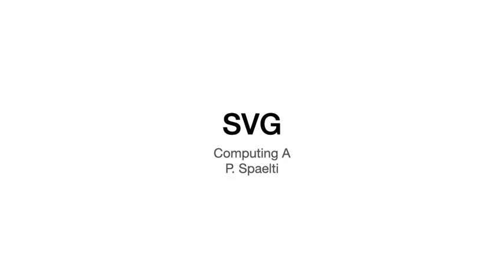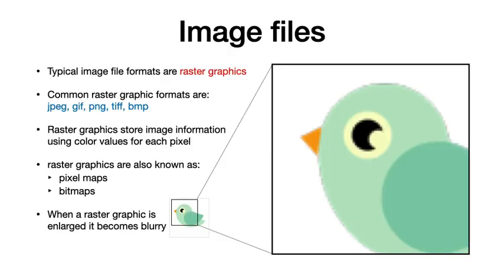This presentation is about images. Images are very important to the internet. Most of the images that you are familiar with are so-called raster graphics. Photos taken with your camera or that you find on the internet are usually of this kind. Some common raster graphic formats are JPEG, GIF, PNG, TIFF, BMP, and so on.